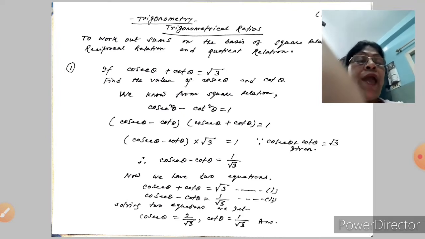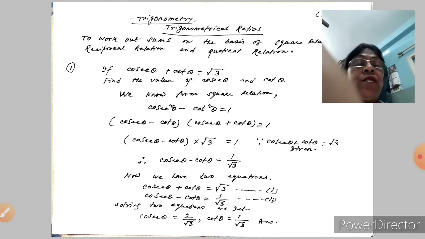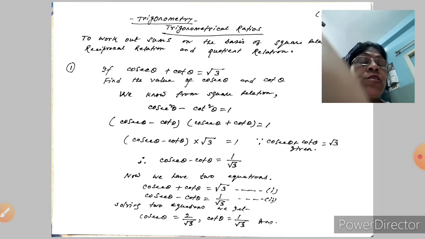We know from the square relation cosec square theta minus cot square theta is equal to 1. So, we may write cosec square theta minus cot square theta as (cosec theta minus cot theta) and (cosec theta plus cot theta) is equal to 1. We know a square minus b square is equal to (a plus b)(a minus b). I have used this formula only. So, (cosec theta minus cot theta) into root 3, because cosec theta plus cot theta is already given as root 3, is equal to 1. Therefore, cosec theta minus cot theta is equal to 1 by root 3.